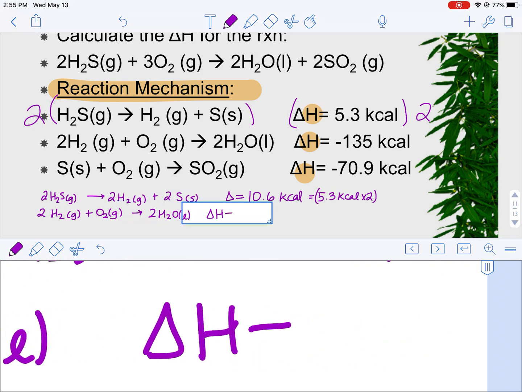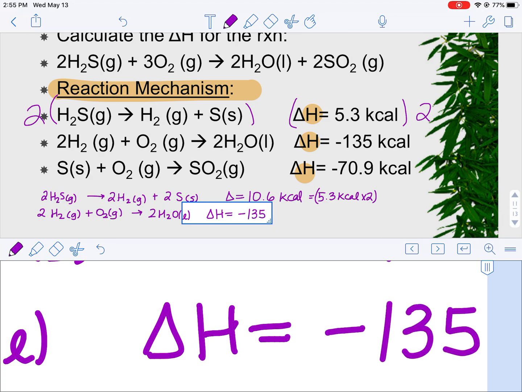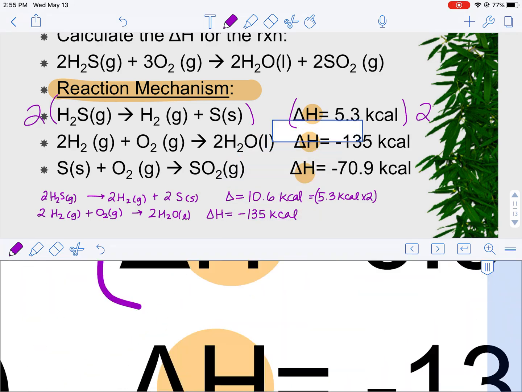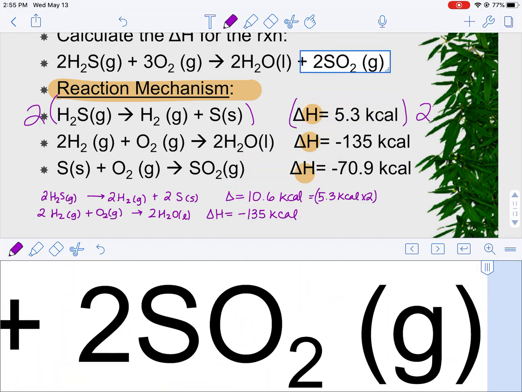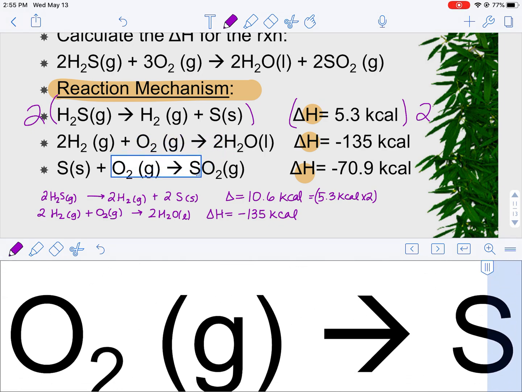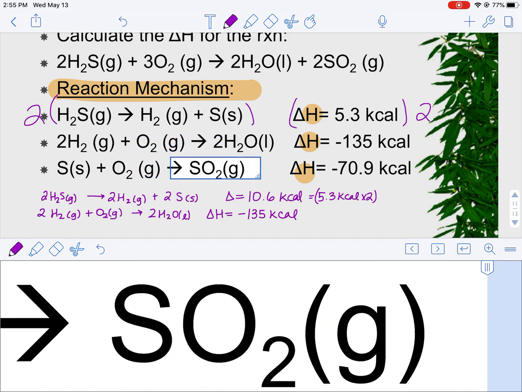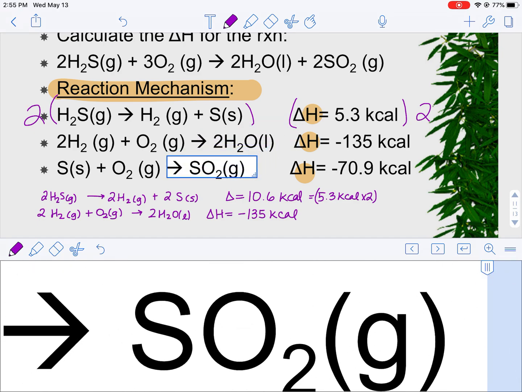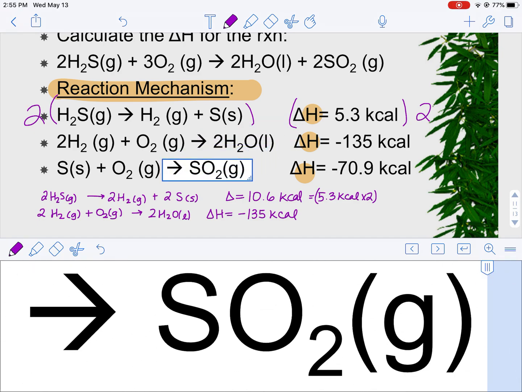And the amount of heat energy is going to be negative 135 kilocalories of heat energy released. Looking now at our final species in the overall reaction, sulfur dioxide gas, finding it in our reaction mechanism: not in the first reaction, not in the second reaction, yes, in the third reaction. Sulfur dioxide gas in the third reaction shows up as a product. Sulfur dioxide gas in the overall as a product. The overall produces 2 moles of sulfur dioxide gas. The mechanism produces 1 mole of sulfur dioxide gas.